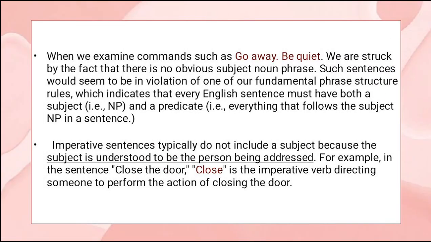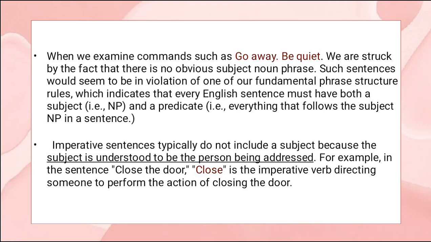Next, when we examine commands such as go away, be quiet, we are struck by the fact that there is no obvious subject noun phrase. Such sentences would seem to be in violation of one of our fundamental phrase structure rules, which indicate that every English sentence must have both a subject or the noun phrase and a predicate or everything that follows the subject noun phrase in a sentence. This is because imperative sentences typically do not include the subject because the subject is understood to be the person being addressed.